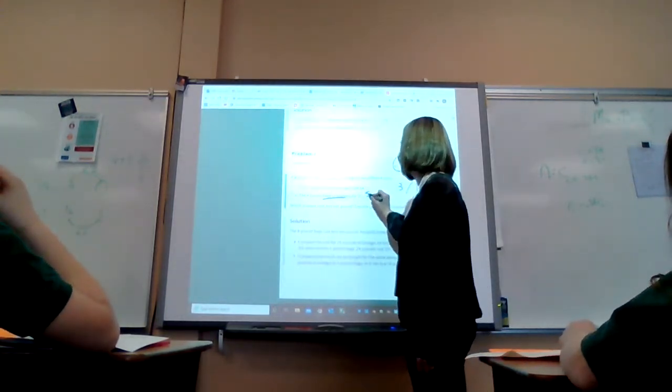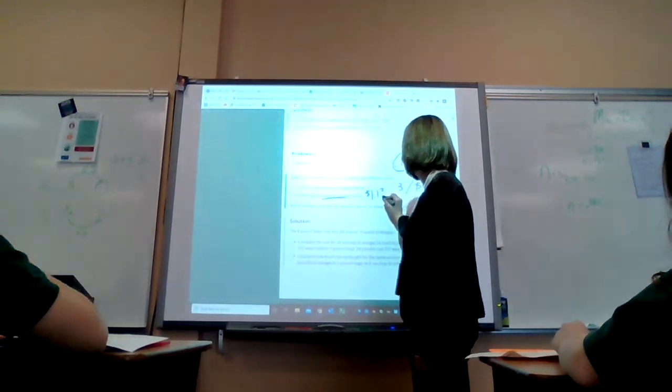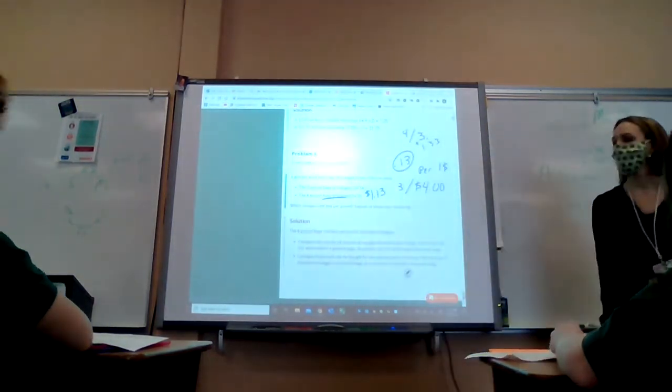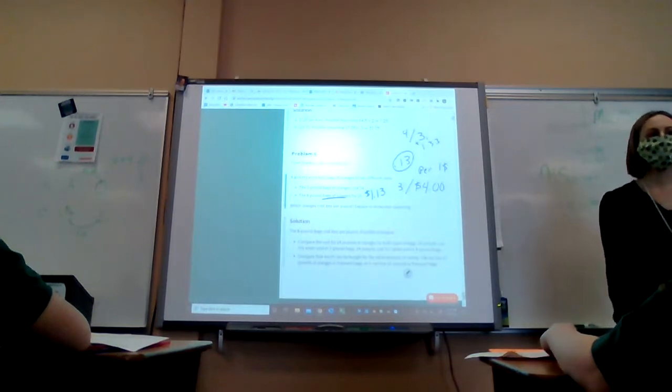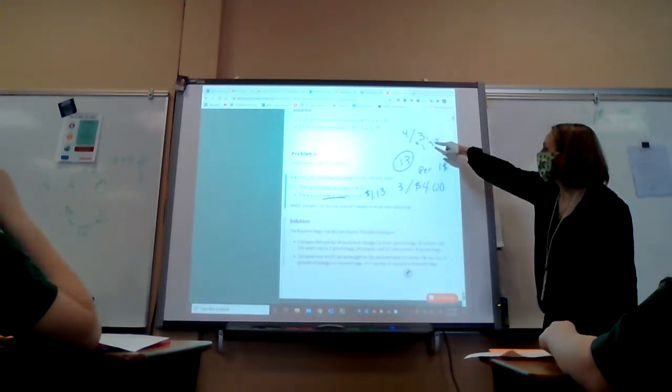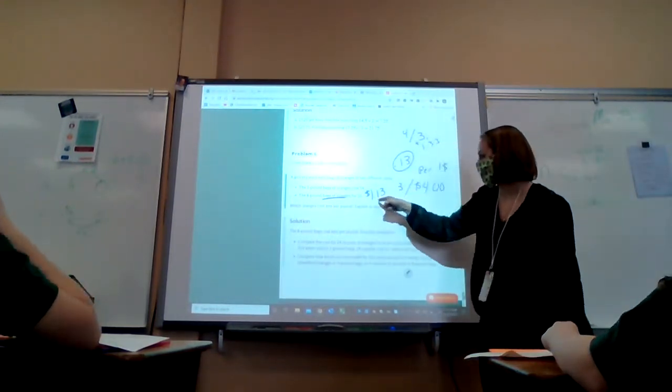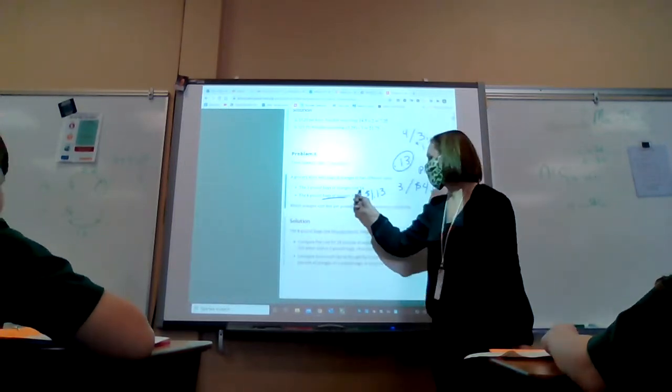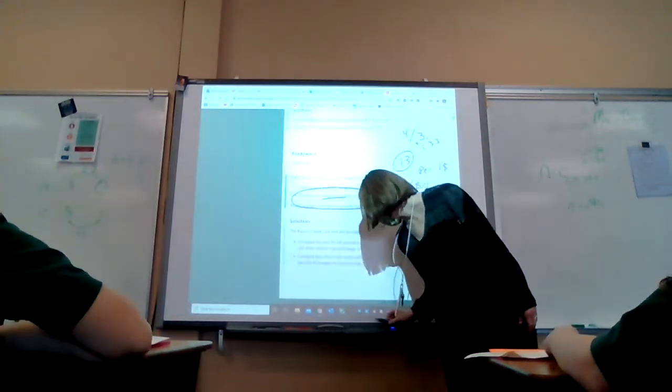But you have to be smarter than the calculator to make sure you're getting the right numbers. Okay, class. $1.33 per pound, $1.13 per pound. So this one is the better deal.